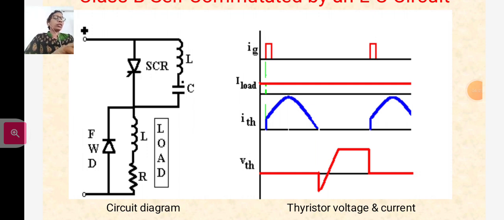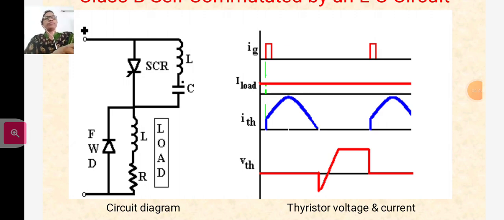The SCR will turn off when the resonant circuit's reverse current is just greater than the load current. The SCR is turned off if it remains reverse biased, meaning t_c is greater than t_off, and the rate of rise of the reapplied voltage is less than the rated value.